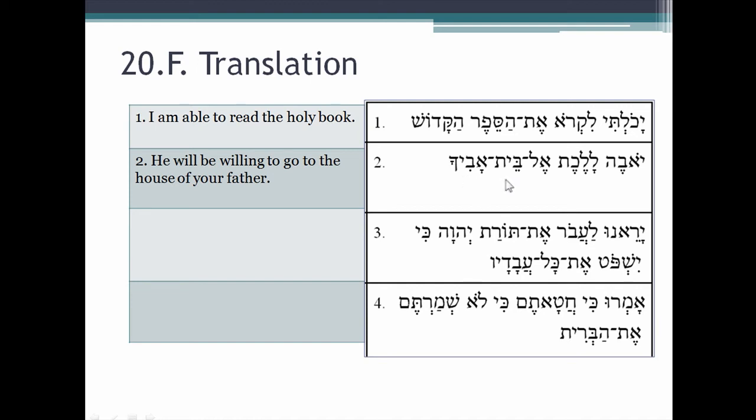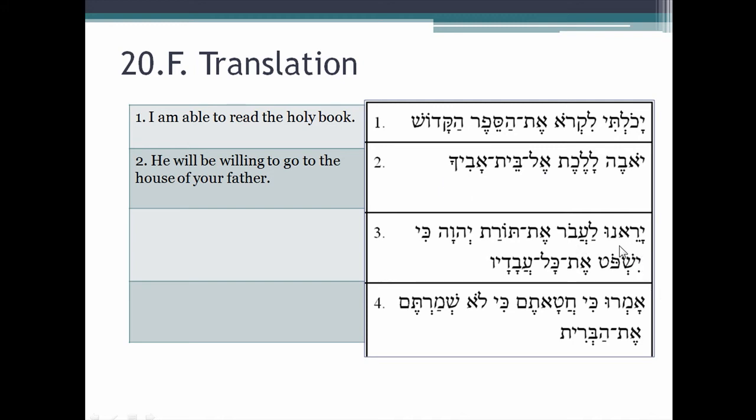Now it's the house of your father because if you remember, when you have a noun and then a suffix is added to it, the suffix particularizes the noun. It makes it specific. It makes it definite. It's not just any house. It's not just any father. It's your father. Again, it makes it definite. So if the second noun of the construct relationship is definite, then the first noun will be translated accordingly. So, to the house of your father.